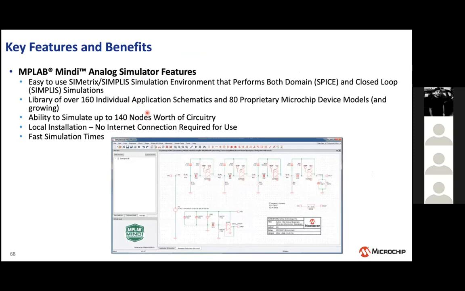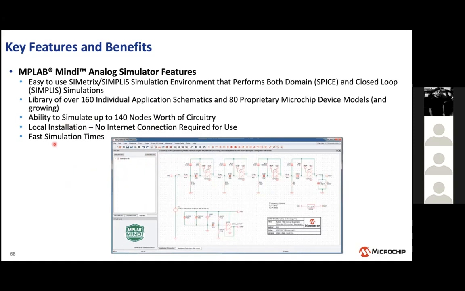And on top of that, once you install the MPLAB Mindi, you will get a lot of inherently saved files, which is basically more than 160 application schematics, and more than 80, actually today 85, different proprietary device models. And every quarter we update the MPLAB Mindi, right? And there is no local installation needed. Even if you're on a flight, you could actually run the software. Nobody does that in flight, but what I mean is that there is no internet connection required to run Mindi. You could do all the analysis in an offline mode as well.